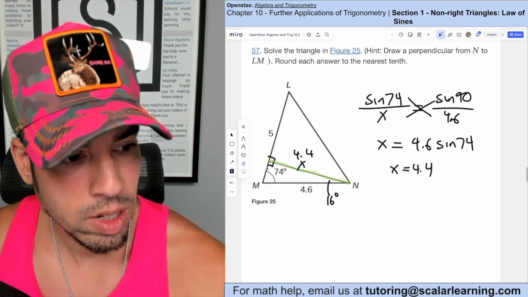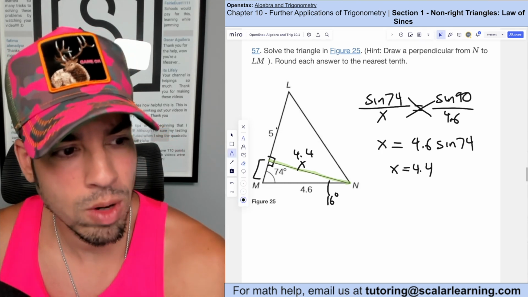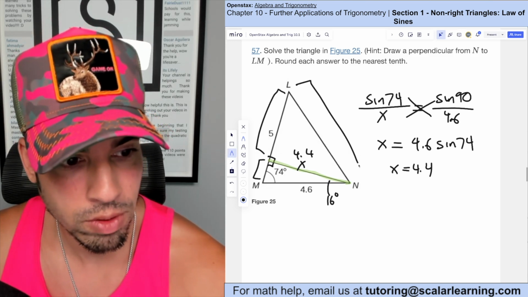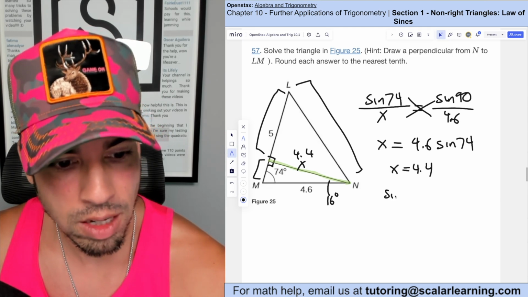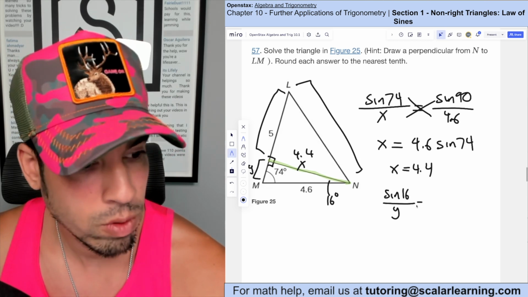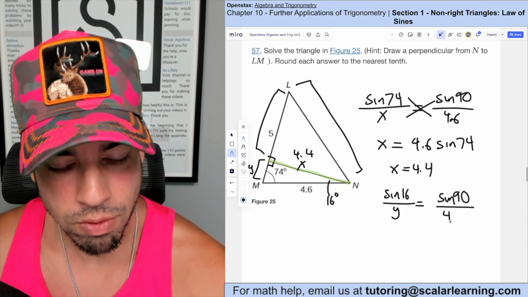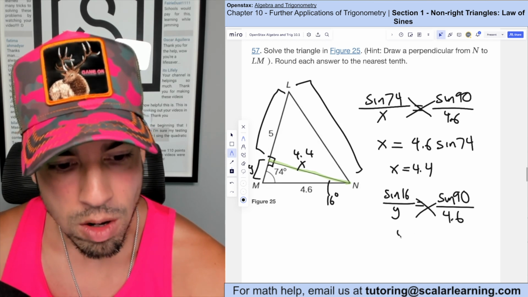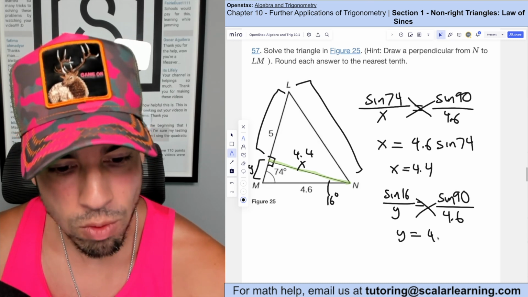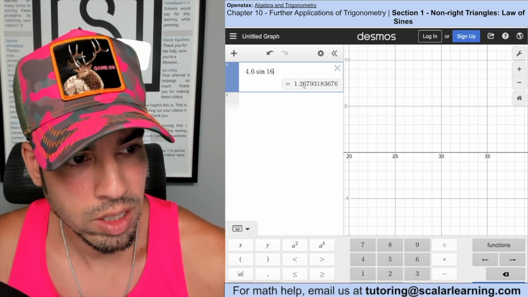So the other thing I'm going to do now is also solve for this little component right here. Okay, and the reason why is because then I can know what this piece is, and then I can use Pythagorean's theorem to solve for this side. Okay, so let's do that now. We got sine of 16 over, let's call this value y here, sine of 16 over y equals sine of 90 over 4.6. Okay, let's cross multiply. Y sine of 90. Sine of 90 is again 1, so y times that is just y equal 4.6 times sine of 16. So let's see that in Desmos. And we get 1.2679.